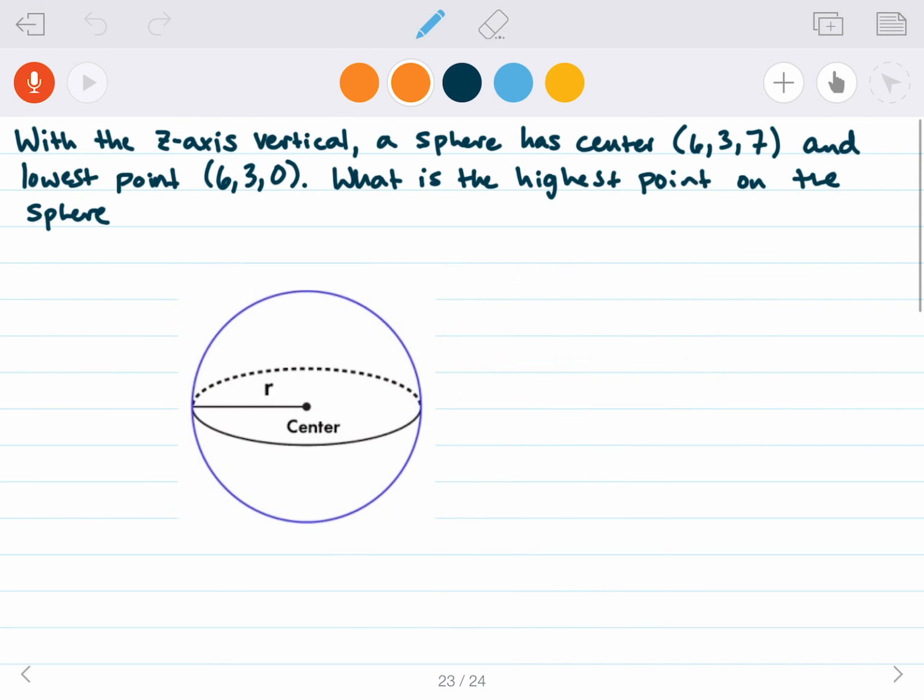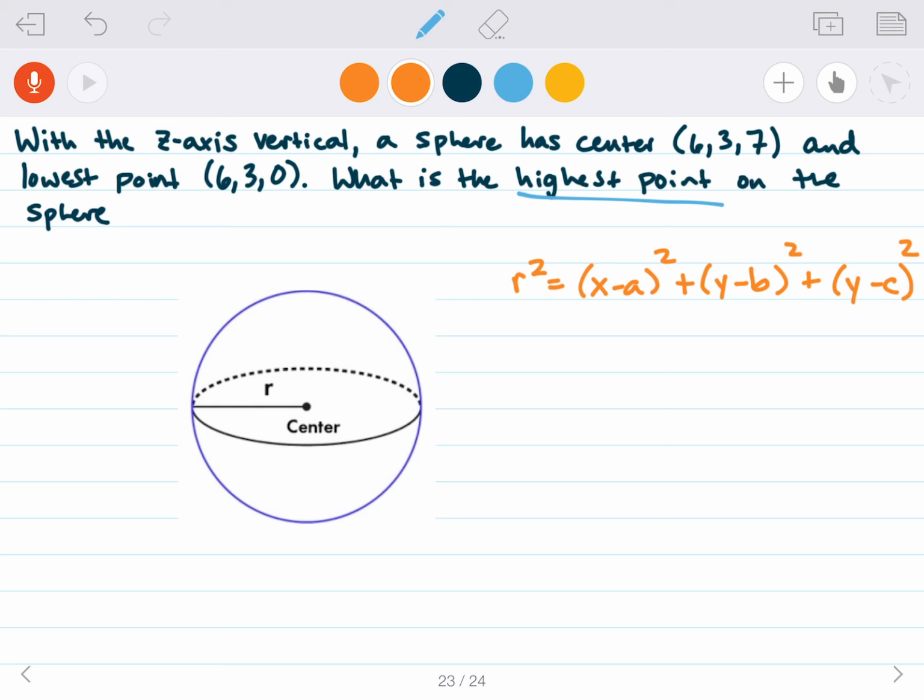All right, so let's go ahead and take a look at this example. With the z-axis vertical, a sphere has center (6, 3, 7) and lowest point (6, 3, 0). The question is, what is the highest point on the sphere? All right, so we know our equation of a sphere is r squared equals (x minus a) squared plus (y minus b) squared plus (z minus c) squared.